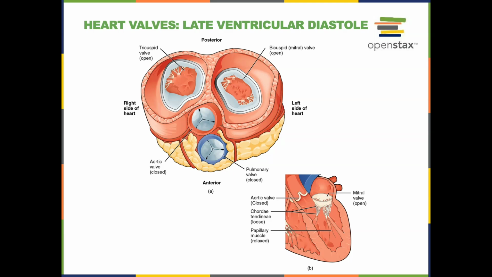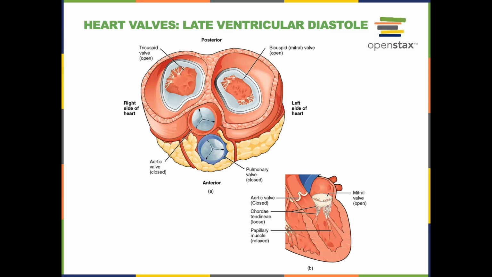Heart valves prevent backward flow of blood. Atrioventricular valves, AV valves, prevent blood from flowing backwards from the ventricles into the atria, and semilunar valves, SL valves, prevent blood from flowing backwards from the arteries into the ventricles.